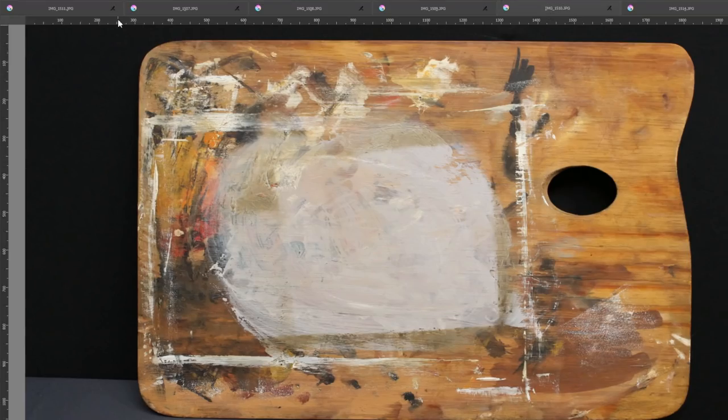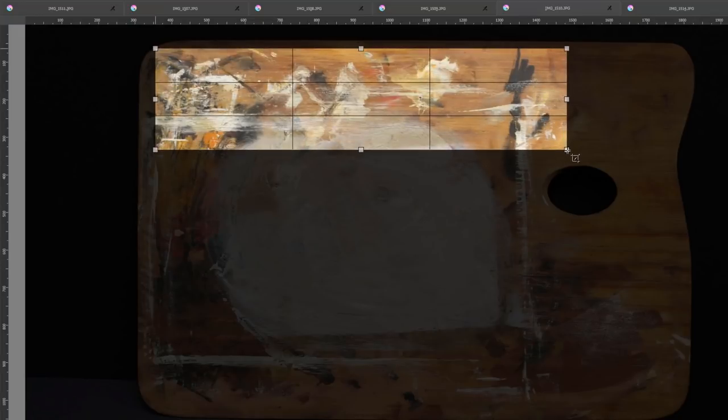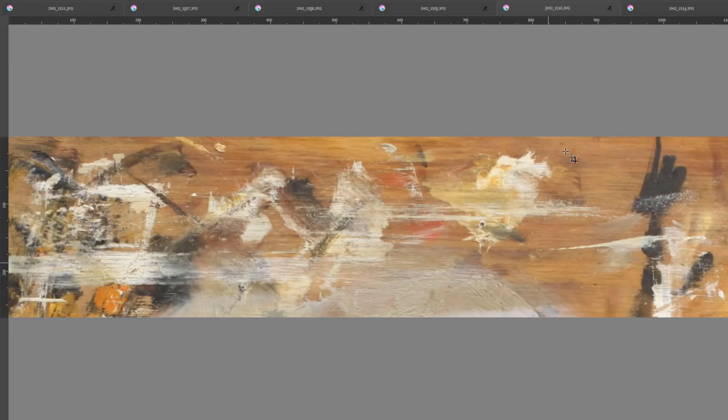Leonardo was talking about battles, and if we zoom in on this dirty palette, let's say take only this part, right here you can sort of see what he was talking about in terms of battles.